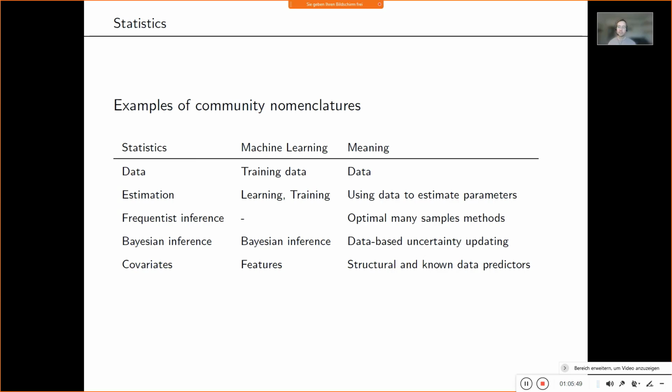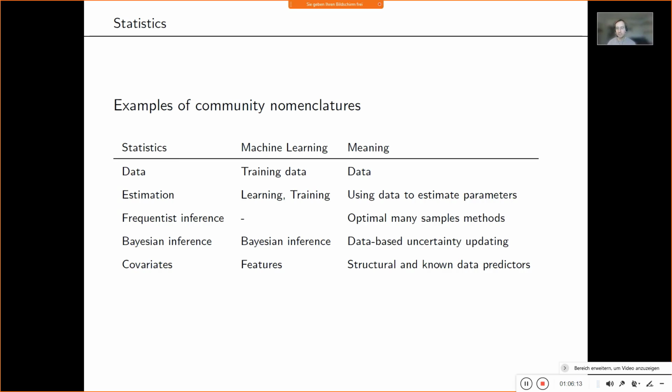Relating again to this idea that there are statistics, machine learning, and maybe artificial intelligence, there are often the same things that just have different names. In statistics, you of course have data. In machine learning, you might often call this training data. Of course, that's just data. In statistics, you often want to estimate things, whereas in machine learning, you learn things or you train an algorithm, but this is the same thing.